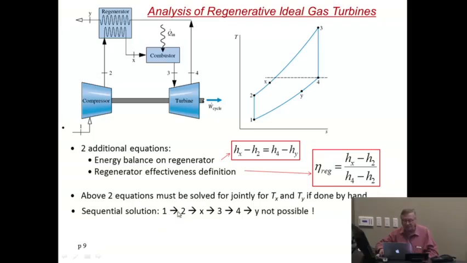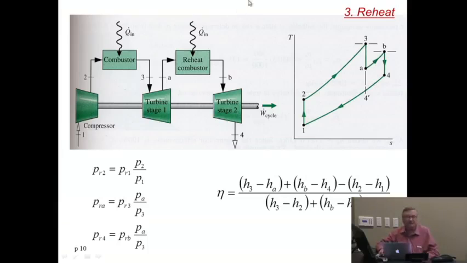You can't just go step by step, 1 to 2 to x to 3 to 4 to y. You have to really write a set of two equations. So now my little accounting table won't work anymore. You're going to have two equations, two unknowns. This is where computer solutions are easier, but we don't have them handy for exams and things like this. Let me move on to the next part of this class on techniques to improve efficiency.